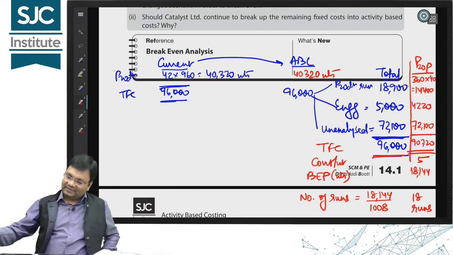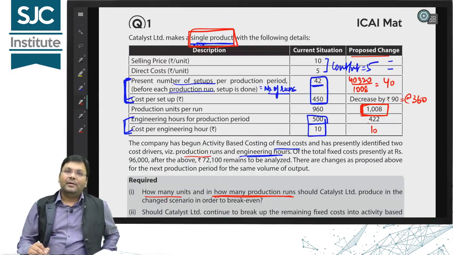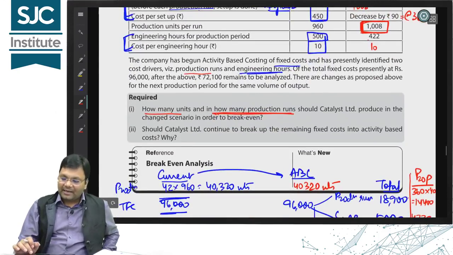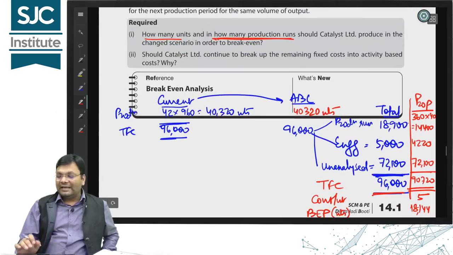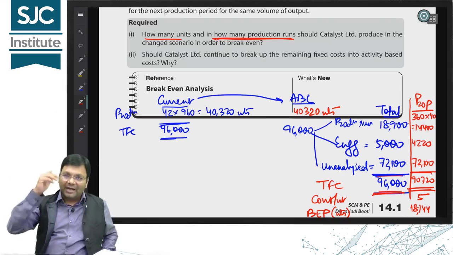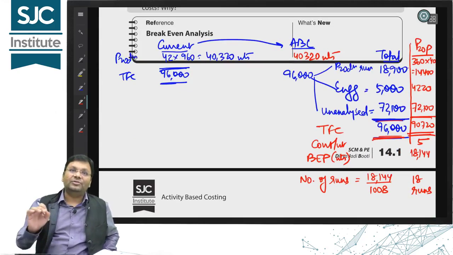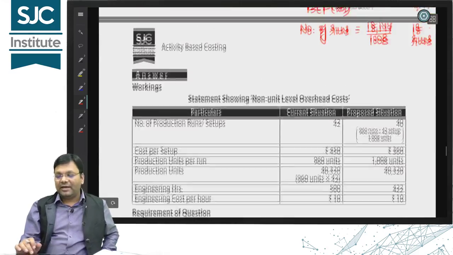And also I have intentionally marked here single product. If you know, in ABC, single product doesn't give much accuracy. So you can also write about that. In a single product environment, activity based costing may not be very, very useful. However, since there has been savings in the cost already visible from the current scenario and the proposed change scenario, we may further go ahead to analyze into activities, but at the same time the cost of analyzing should never be forgotten. So that way you need to write the answer.